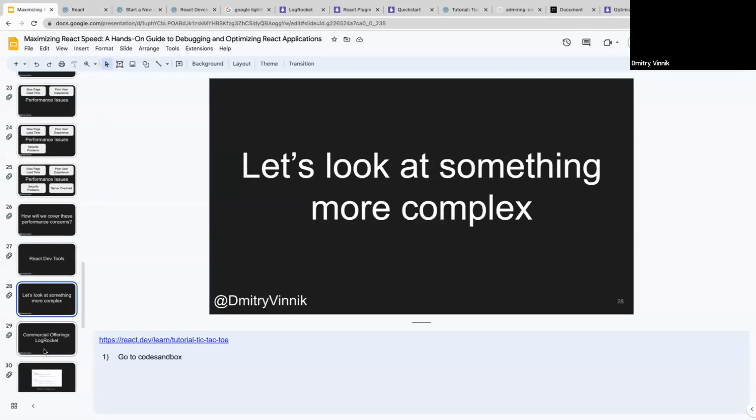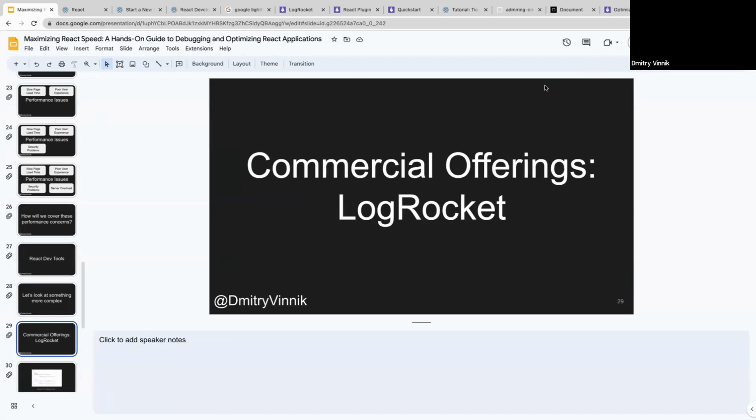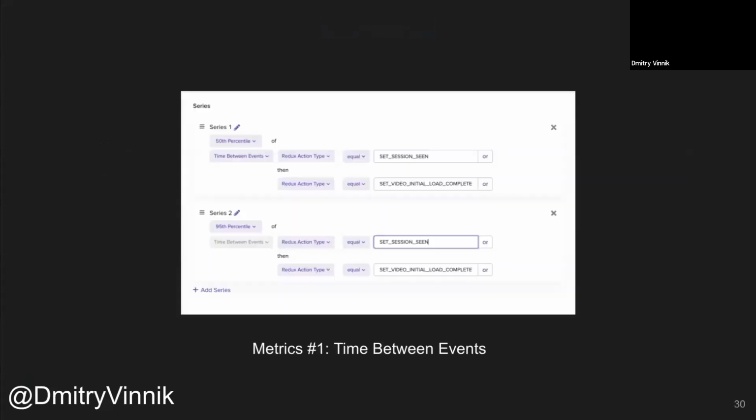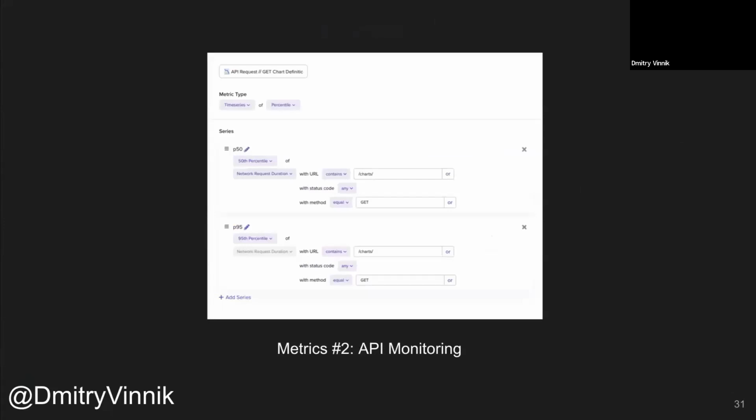Two more things I want to mention: the commercial offerings or other ways to try to measure performance. With LogRocket, I'll show you how to do it in very basic terms, but in particular for performance, I'm not going to dive in too much. You can, with React, measure time between events, you can see the initial load complete and just measure how it's done. You can go into API monitoring to see which particular API is being called. That one is not React specific, really. It can be done for any types of APIs.